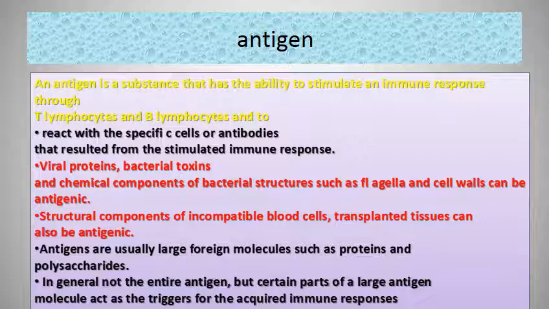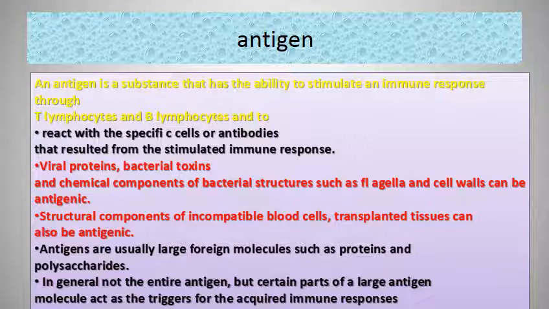Now, antigens are usually large foreign molecules such as proteins and polysaccharides. So the chemical composition, they can be proteins and polysaccharides. Not the entire antigen, but certain parts of a large antigen molecule act as triggers for the acquired immune response. So no need of the entire antigen, but even small parts of it can trigger an immune response.